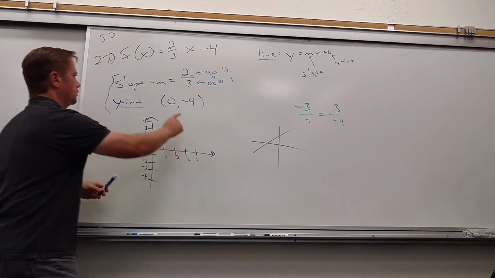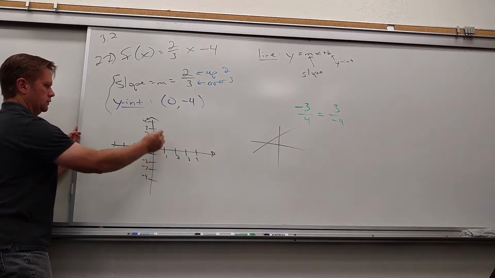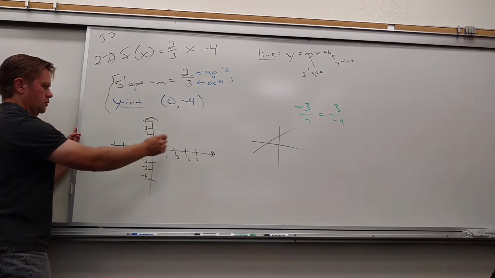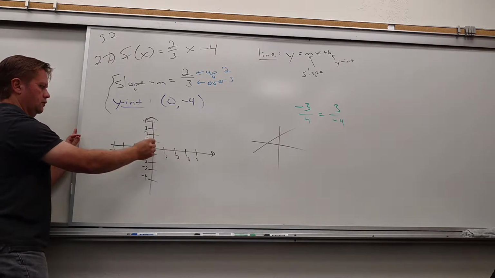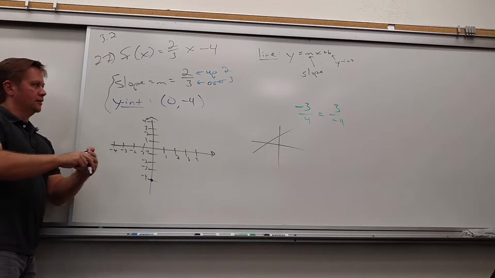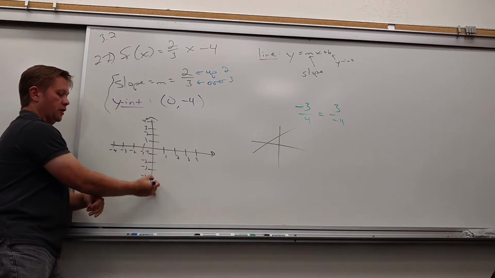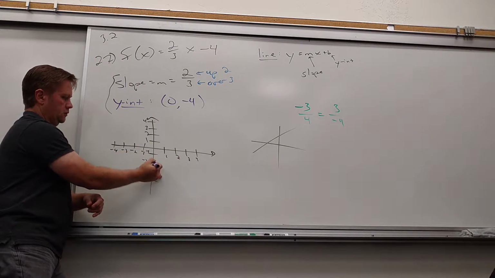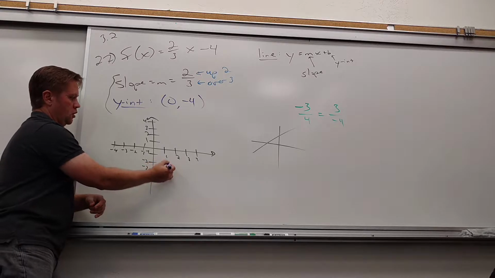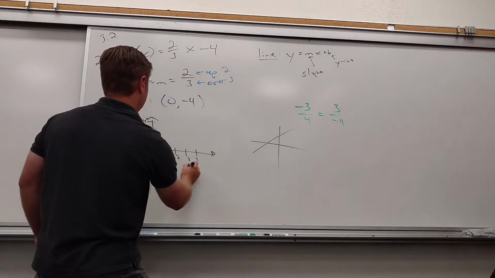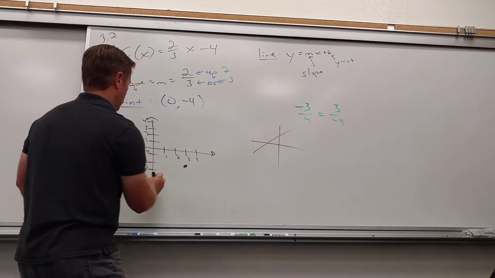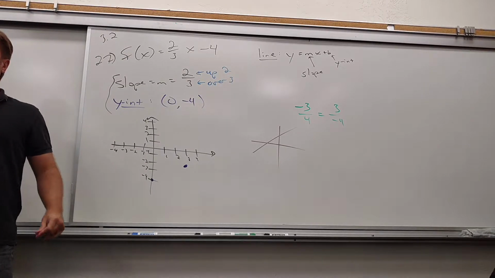So the y-intercept is 0, negative 4, so that's going to be down 4. I like it. And then I'm going to go from there. What am I going to do from there? Up 2. Over 3. And then I can connect those to make a line.